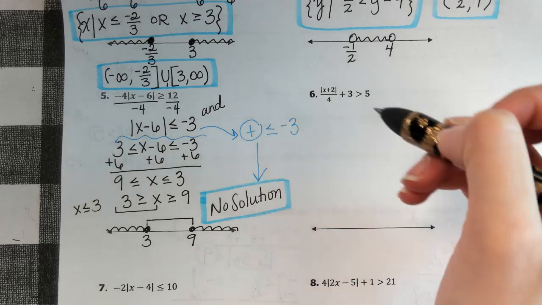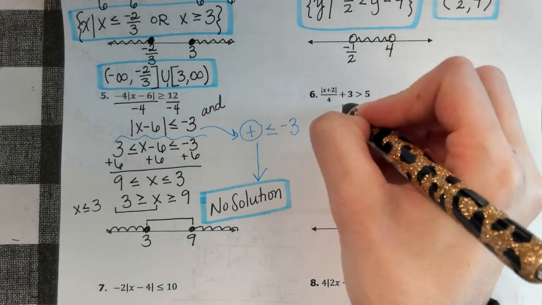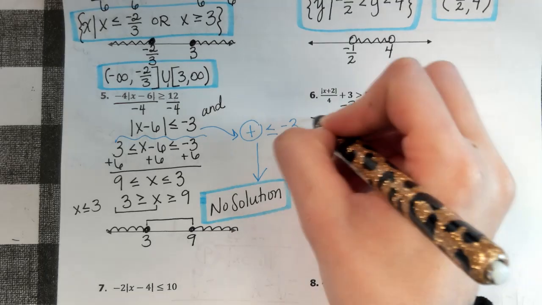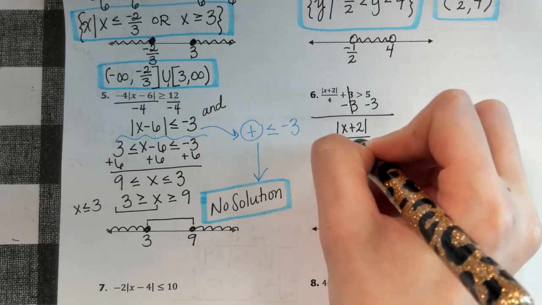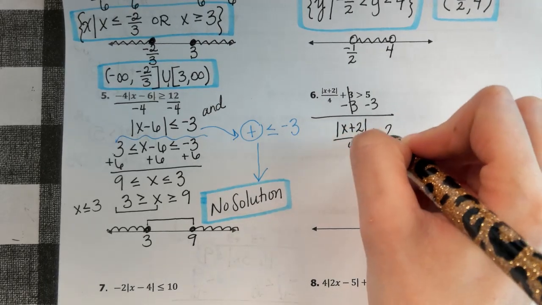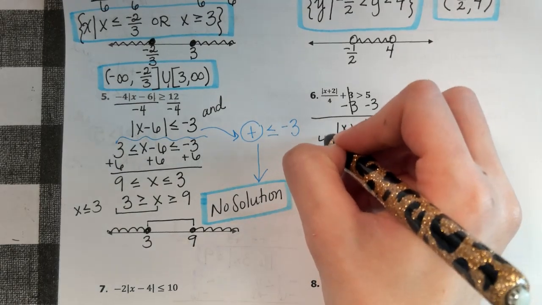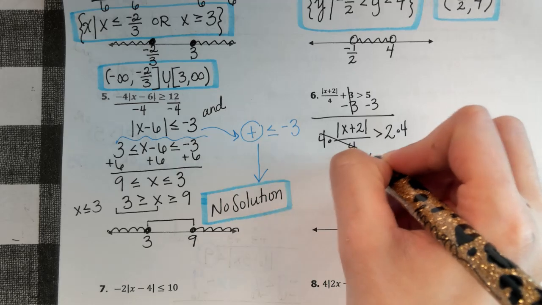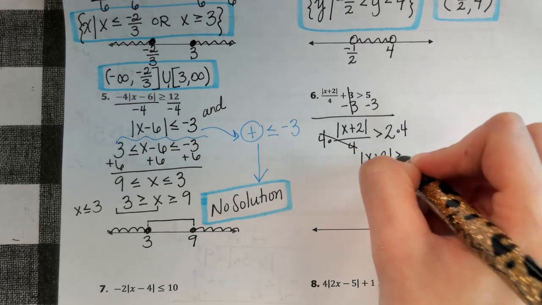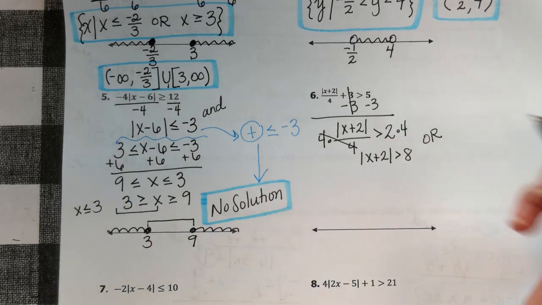Did you have a question earlier, or were you stretching? Okay. All right, subtract your 3. Absolute value of (x plus 2) over 4 is greater than 2. Now multiply by 4. Absolute value of x plus 2 is greater than 8. And that is an or.